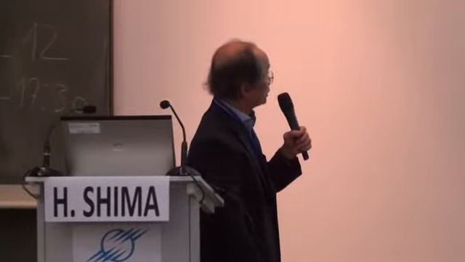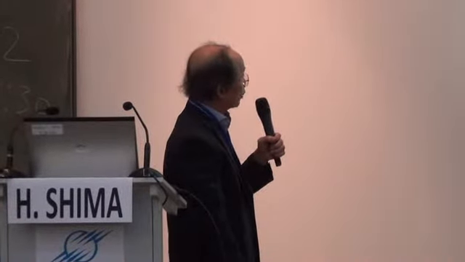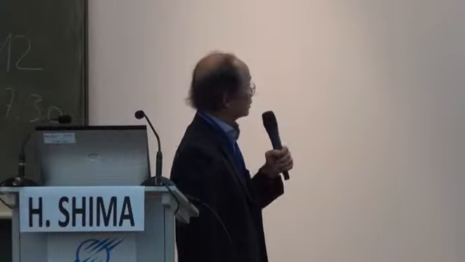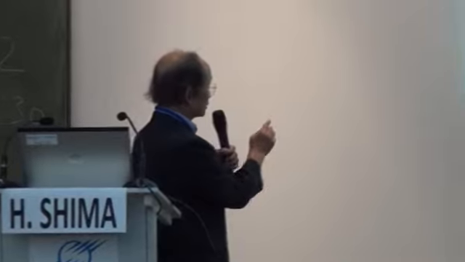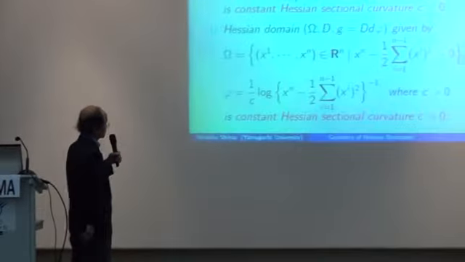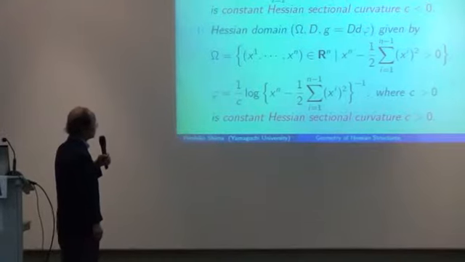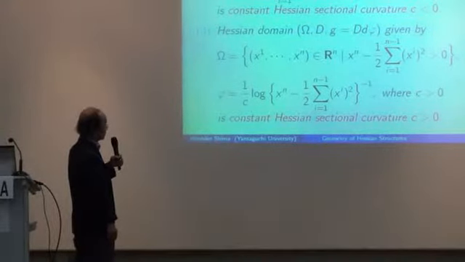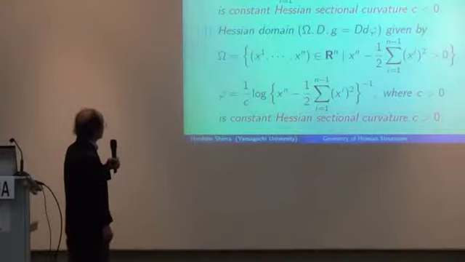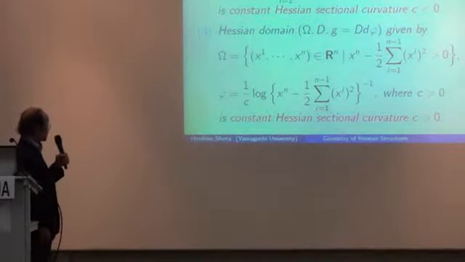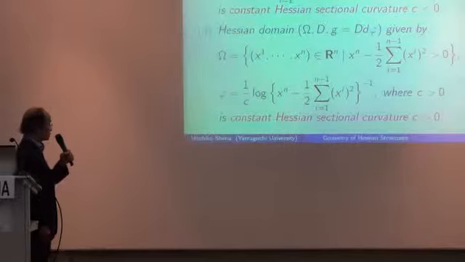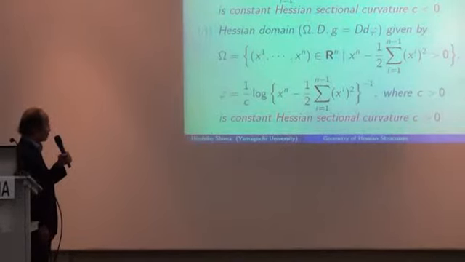The case 3, the Hessian domain omega, D, g, where omega is a standard paraboloid, and phi equals, for positive constant c, 1 over c log (x_n minus half times sigma x_i squared) inverse. This Hessian structure has constant Hessian sectional curvature, positive constant c.